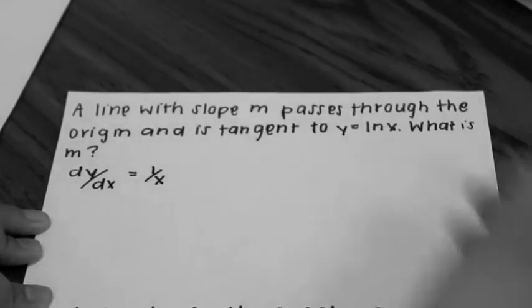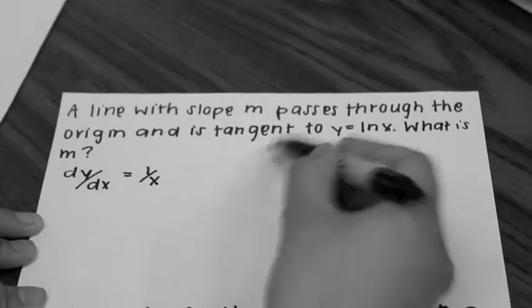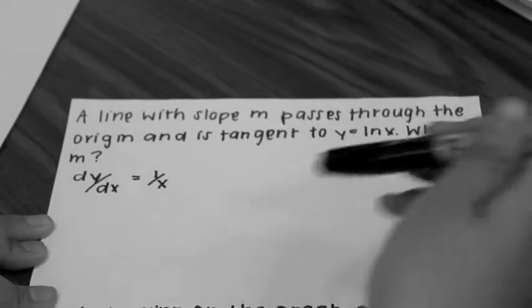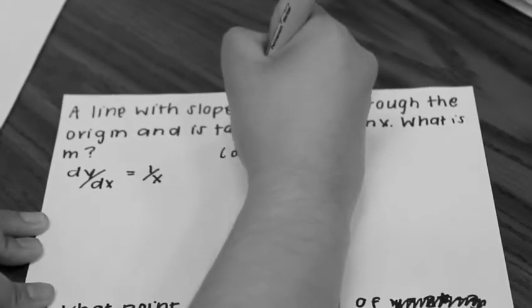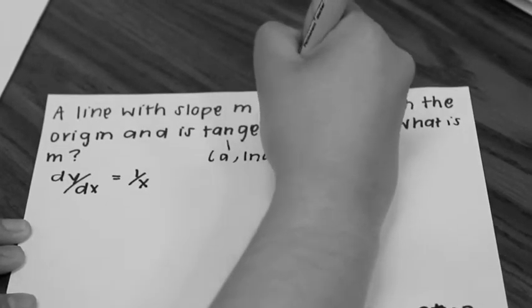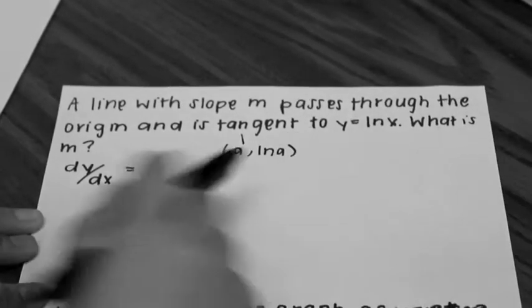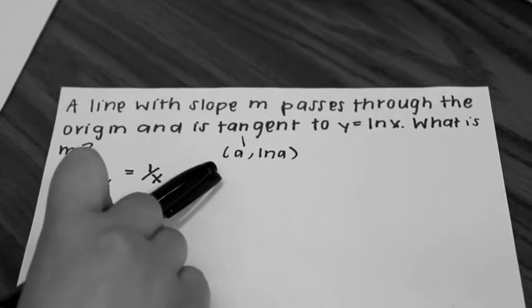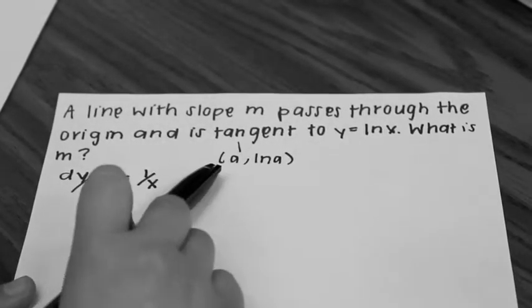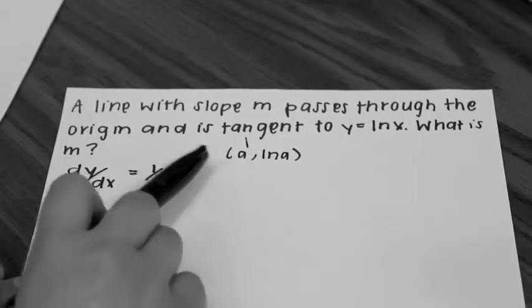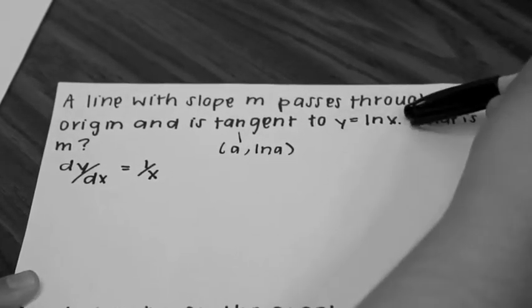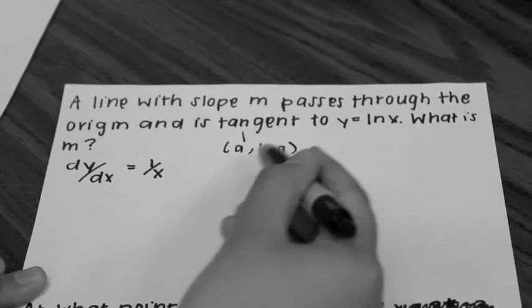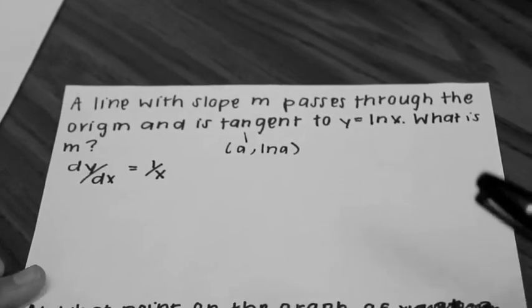Now, the next step, you know that you're looking for some point that it's tangent at. You don't know what point, but you can say that some point could be a, ln of a. And the reason why I'm saying a is it could represent any number. So if you put in 30, it would be 30 would be your x value, and your y value would be ln of 30. You just haven't solved it out because you don't know what a is.